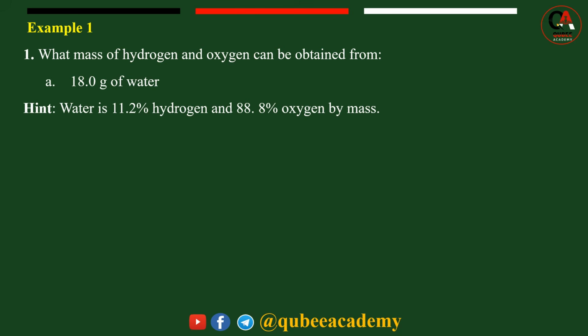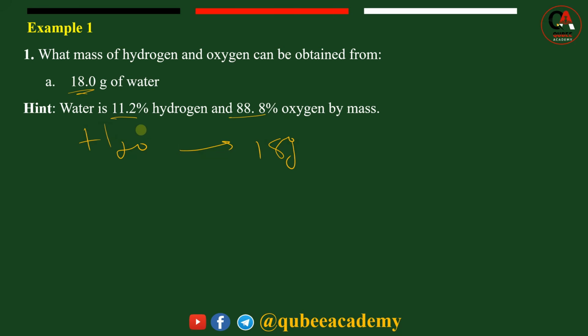Let us take the first example. It says: what mass of hydrogen and oxygen can be obtained from 18 grams of water? As a hint, we have that water is this percent hydrogen and this percent oxygen. Remember, the given total mass of water is 18 grams.